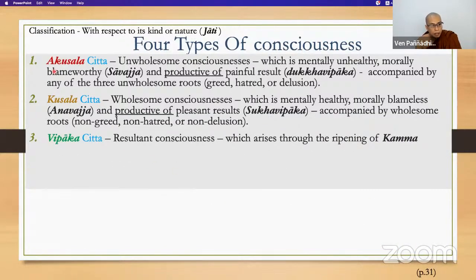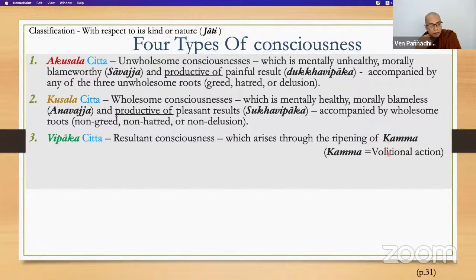And akusala, here you see, is productive. So they can produce the result. And kusala also can produce the result. The results of kusala and akusala are called vipaka. Vipaka is the resultant consciousness that arises through the ripening of karma. So akusala has akusala karma, and kusala has kusala karma. They produce results called vipaka. So the former two types can be regarded as karma. Akusala karma, kusala karma. And number three is vipaka, the resultants of the former two. This is another type, so we cannot put it together with the former two types.